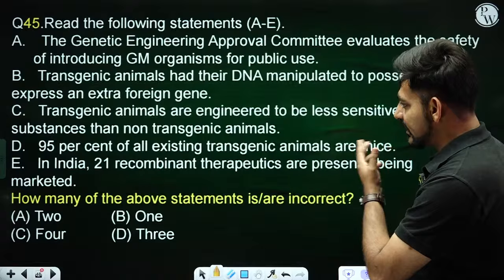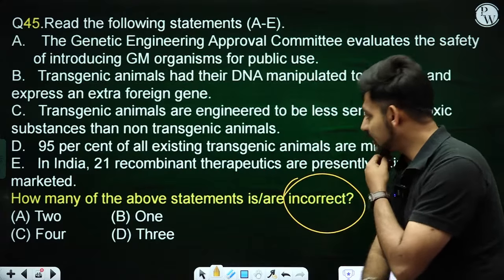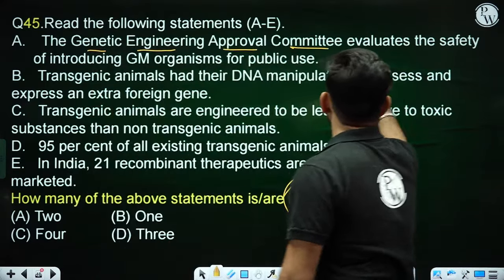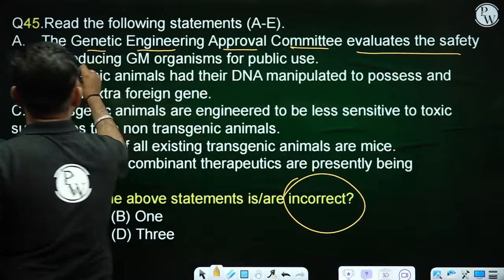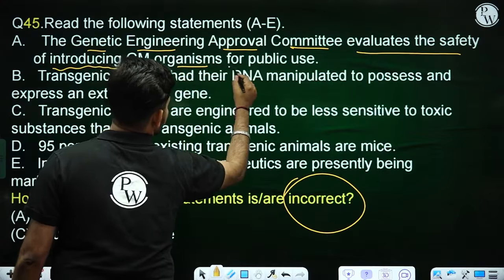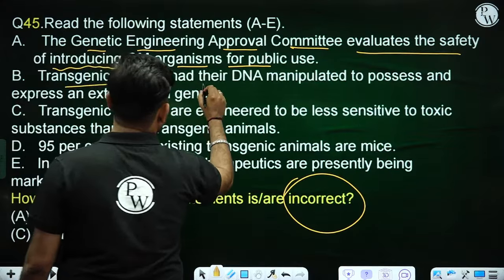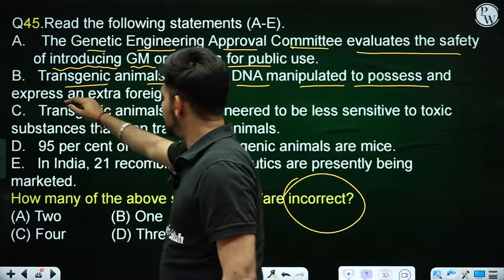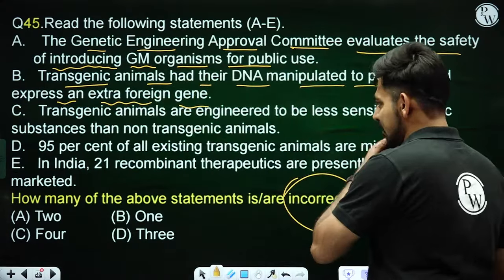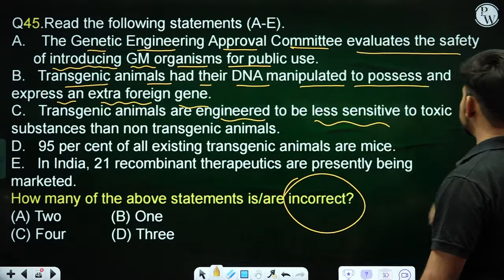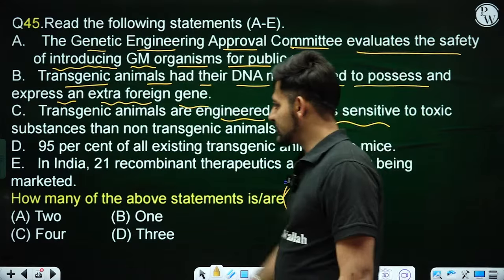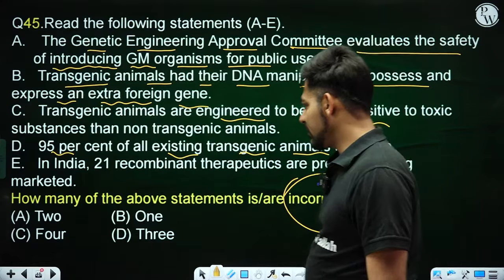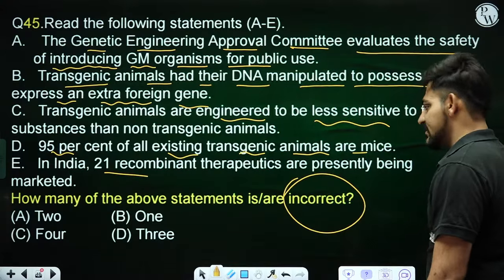Next question, moving to the next one. Now again you have to read out the statements and find out the incorrect one. The question is saying: the Genetic Engineering Approval Committee evaluates the safety of introducing GM organism for public use. Transgenic animals had their DNA manipulated to possess and express an extra foreign gene. Transgenic animals are engineered to be less sensitive to toxic substances than non-transgenic animals. 95% of all existing transgenic animals are mice. In India, 21 recombinant therapeutics are presently being marketed.